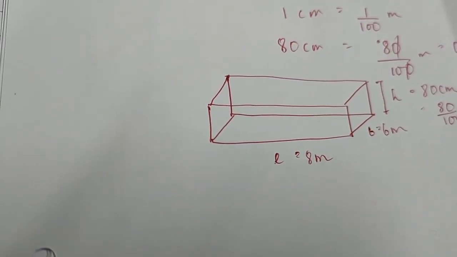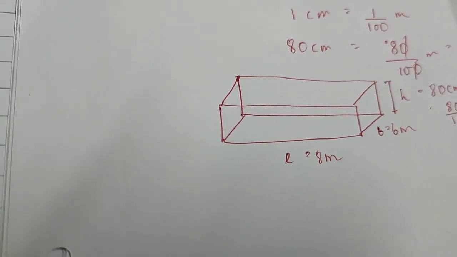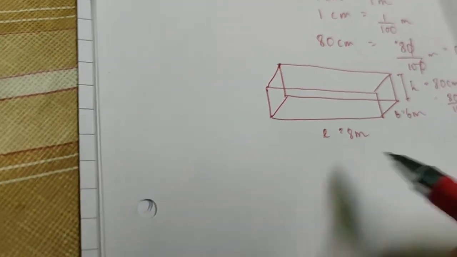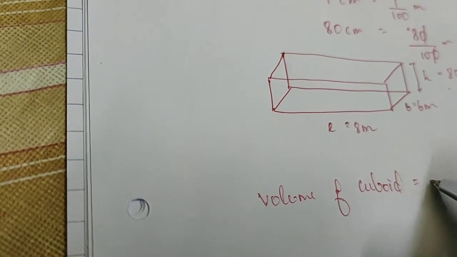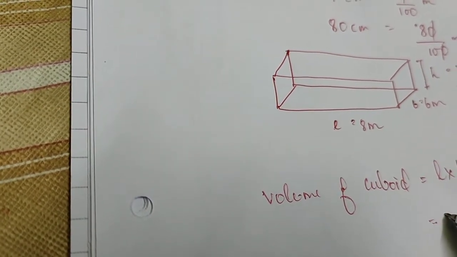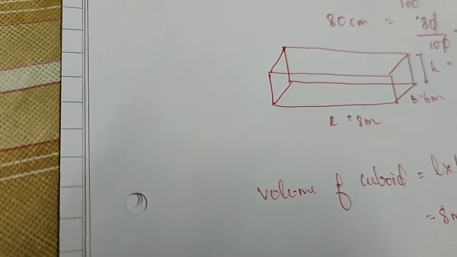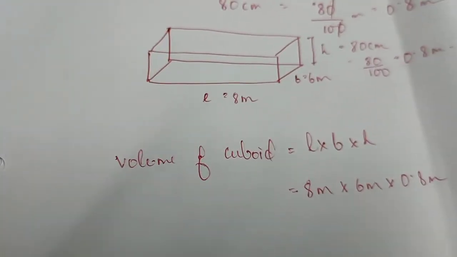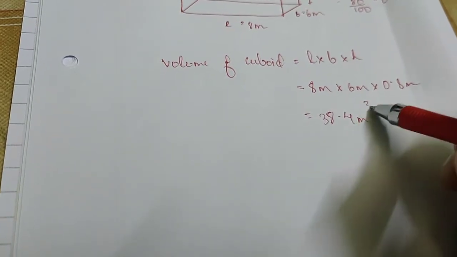So what we have to find is volume and surface area of cuboid. Volume of a cuboid is length into breadth into height. Now length is 8 meter, breadth is 6 meter and height is 0.8 meter. You calculate and then you will get the answer. Answer is 38.4 meter cube.